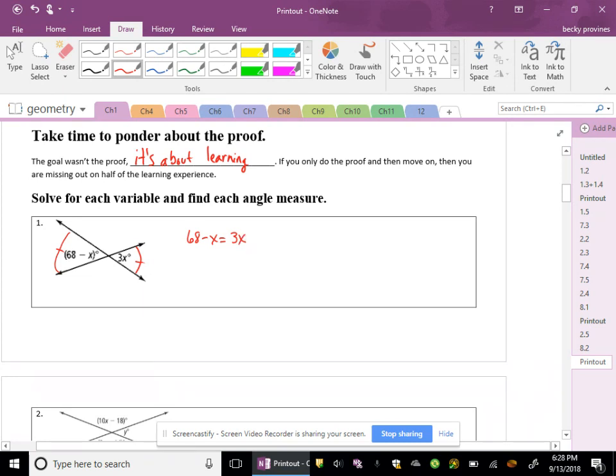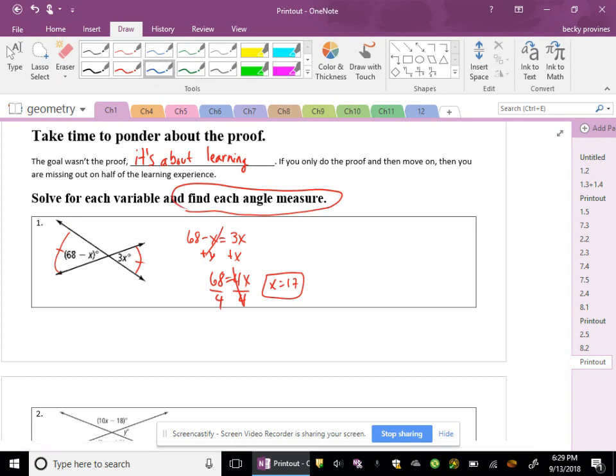So let's grab a calculator and solve this. So I'm going to add x to both sides. 68 equals 4x. And then divide by 4. So 68 divided by 4 is 17. Now the directions say, then find the measure of each angle. So how do you do that? All you have to do is plug it back in, and you should get the same answer.